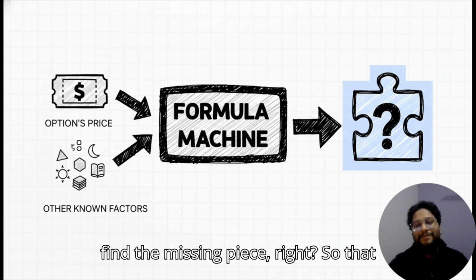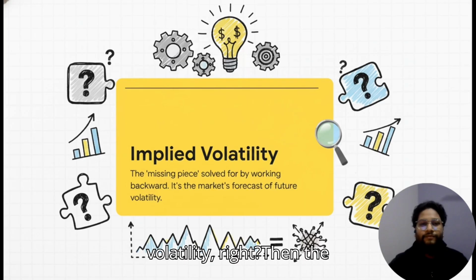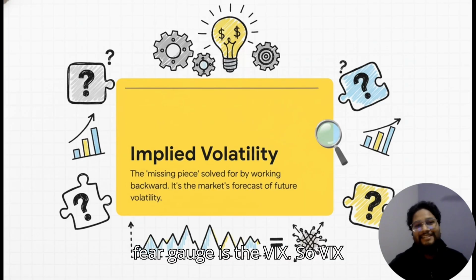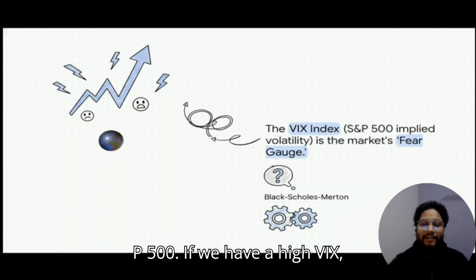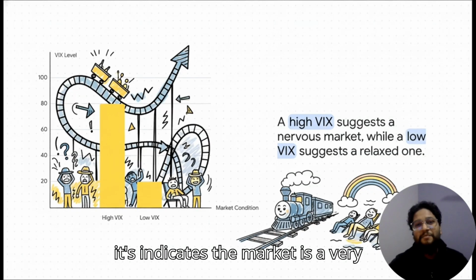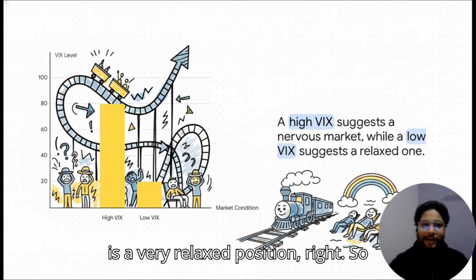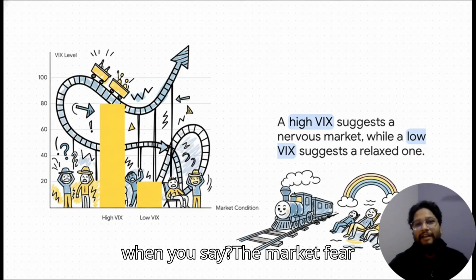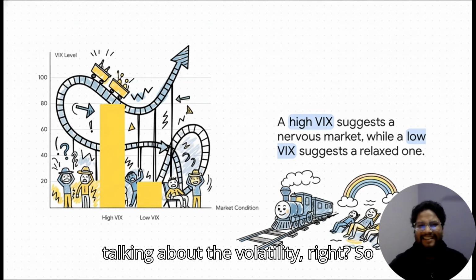So that missing piece is called implied volatility, right? Then the fear gauge is the VIX. VIX is just the implied volatility of the S&P 500. If we have a high VIX, it indicates the market is very nervous, and a low VIX indicates the market is in a very relaxed position, right? So when the news says market fear is rising, they are literally talking about the volatility.